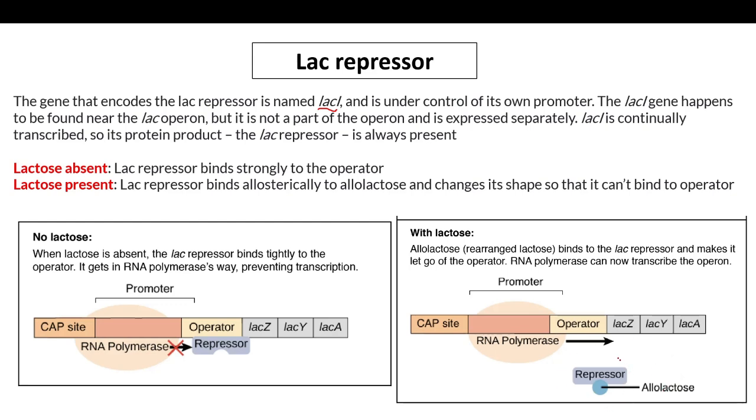Allolactose will bind to the repressor, and as a result of this allosteric binding the shape of the repressor will change, so it can no longer bind to this operator region. Now this operator is free, and the RNA polymerase can easily sit here and transcribe these genes. But if someone asks whether this transcription is activated at a higher rate or for a longer period of time, we will come to that in the next slide. So this is all we have talked about the lac repressor, which is the sensor of lactose.